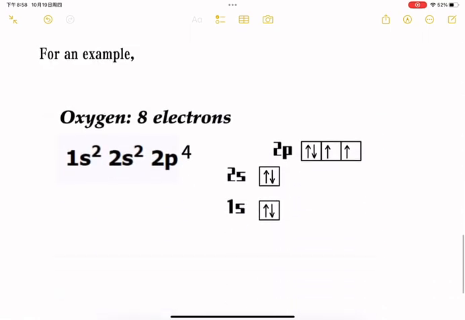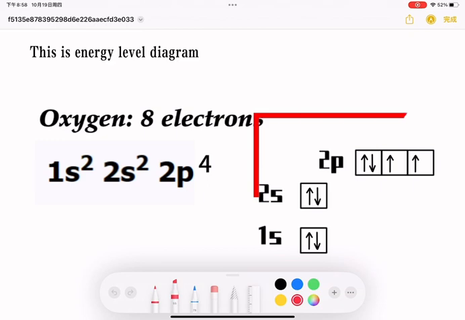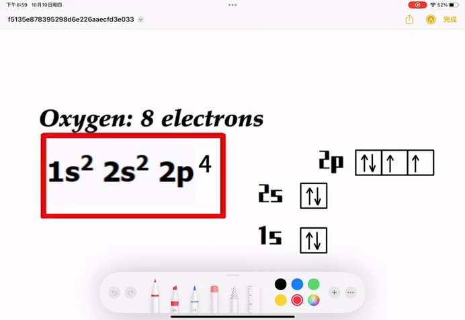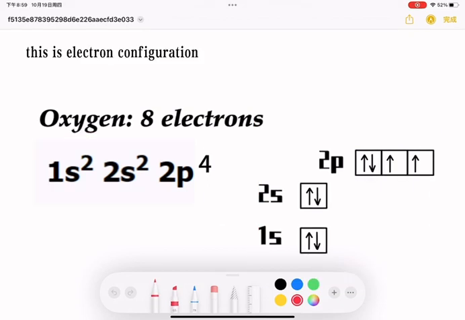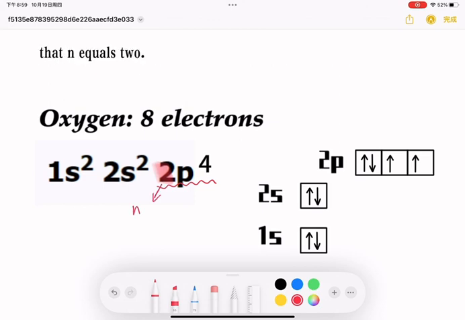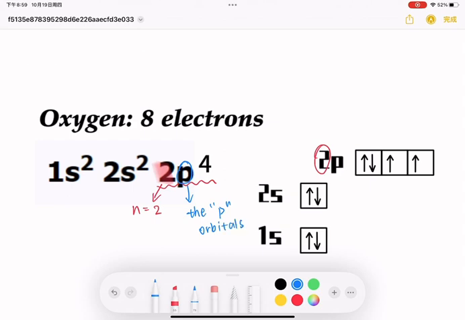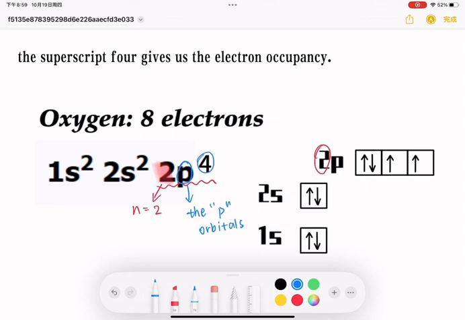For example, oxygen has 8 electrons. This is the energy level diagram. This is the electron configuration, 2p4. The first integer 2 gives us the principal energy level, that n equals 2. The letter p represents the type of orbital. The superscript 4 gives us the electron occupancy.